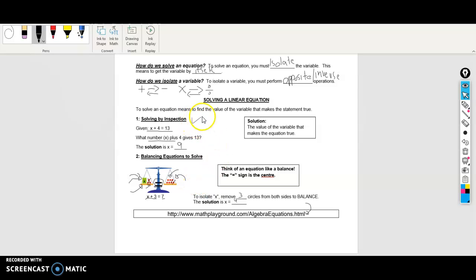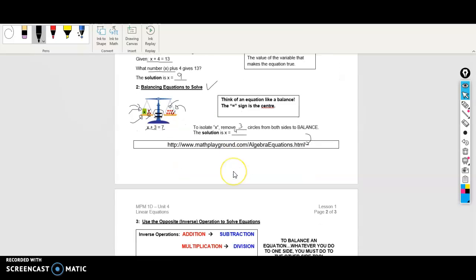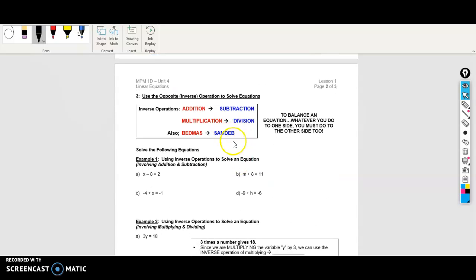So we saw solving by inspection. We saw balancing equations to solve. Now we're going to take a look at how to solve using the inverse operations. So as we already mentioned, if you have addition, the inverse is subtraction, so plus, minus. If you have multiplication, the inverse is division.